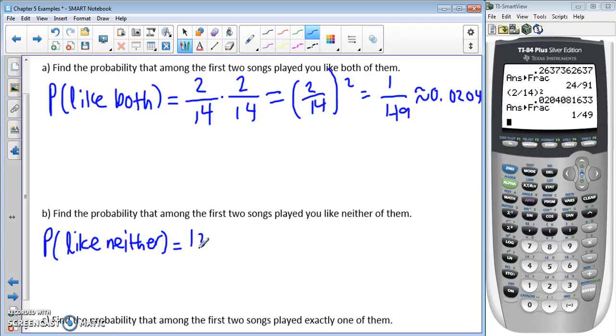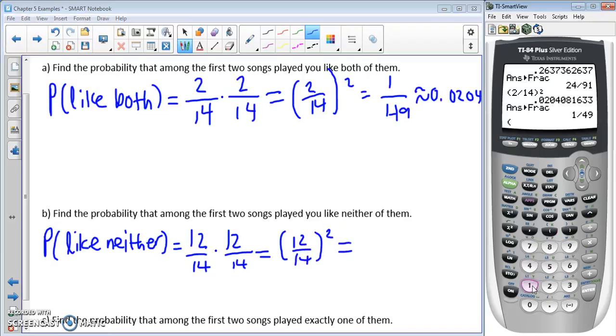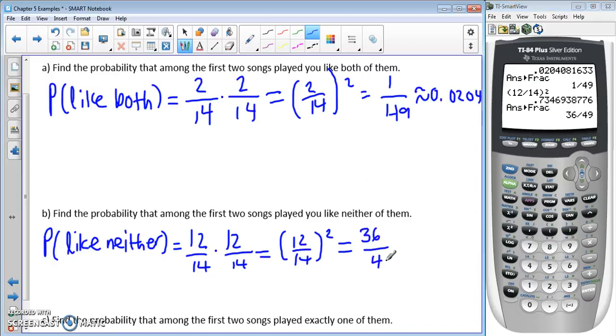So there's 12 that we dislike out of 14. So same idea, so 12 out of 14. Or we can say 12 out of 14 squared. 12 divided by 14 in parentheses, and then I want to square that, and then math, enter will give me a fraction. So 36 out of 49, or approximately 0.7347 there.